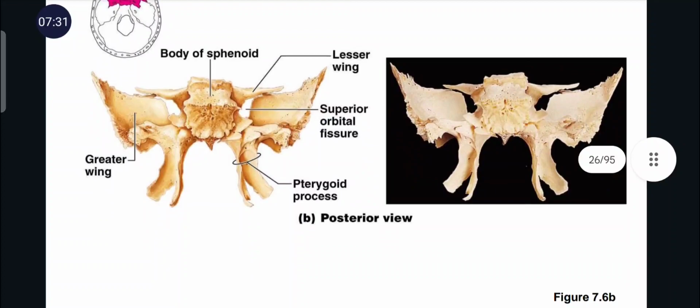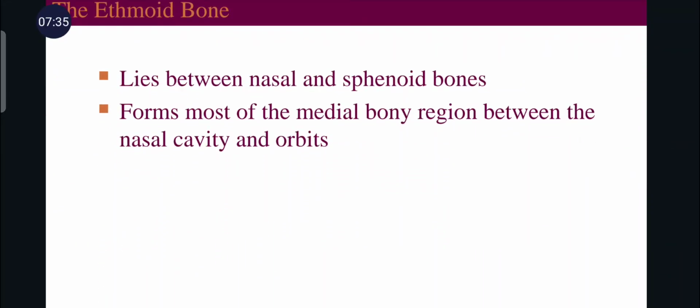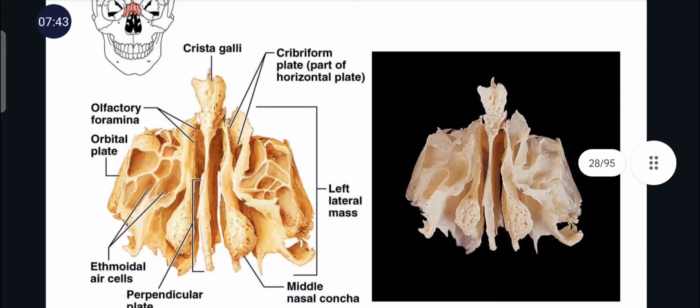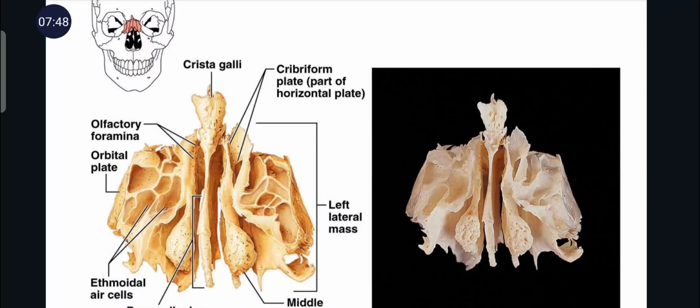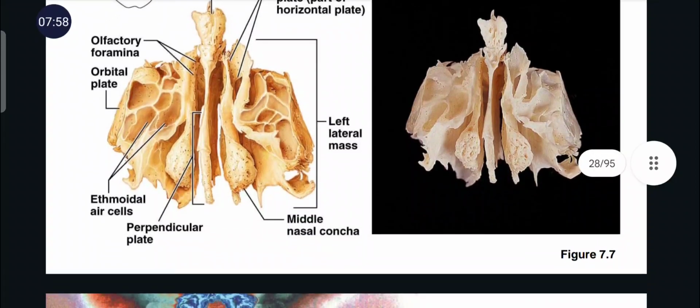This is a posterior view of the same. Next is ethmoid bone. This bone lies between nasal and sphenoid bone. It forms most of the medial bony region between the nasal cavity and the orbits. So this is the anterior look of the ethmoid bone, which is present at the nasal region in between the two orbital cavities and the upper portion of the nasal bones.